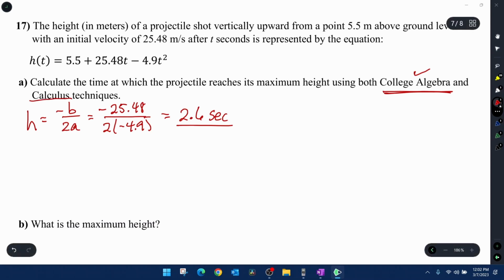Now we're going to do the calculus technique, which says we need to find h prime of t and set it equal to what? 0. Right? Because when it reaches its maximum height, the slope of the tangent will be 0. It'll be a horizontal tangent line.